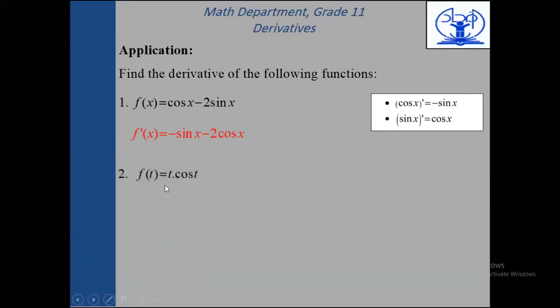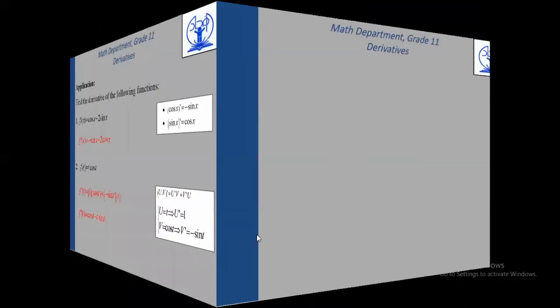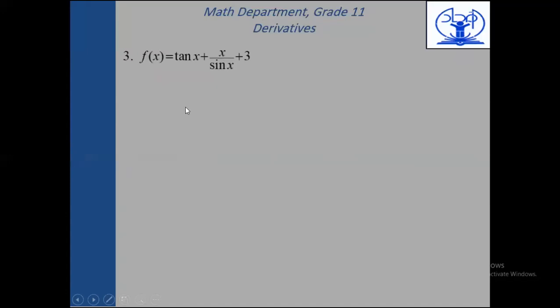What if the function now is in the form t cosine t? The variable here is t and not x. This is a product form, and consequently it's u prime v plus v prime u, where u is t and consequently u prime is 1, v is cosine t and consequently v prime is minus sine t. Plugging in u prime v plus v prime u. Let's move to the next question.